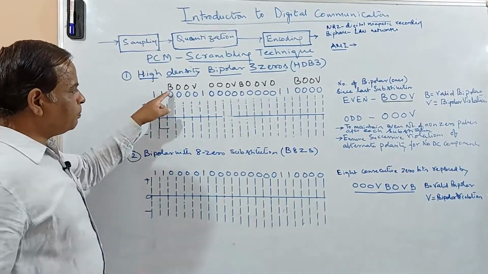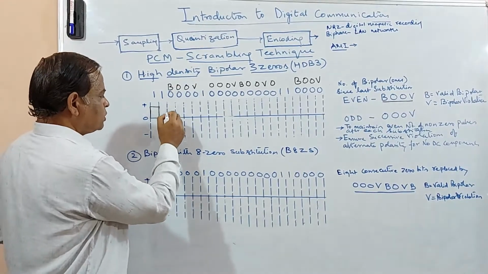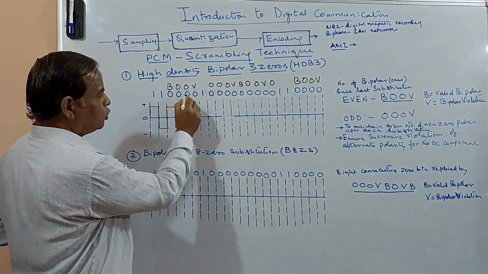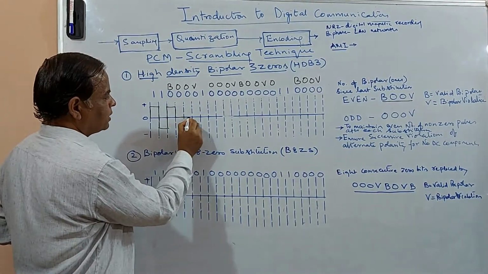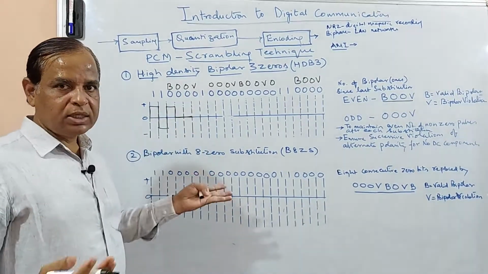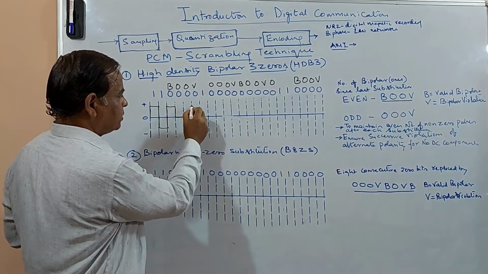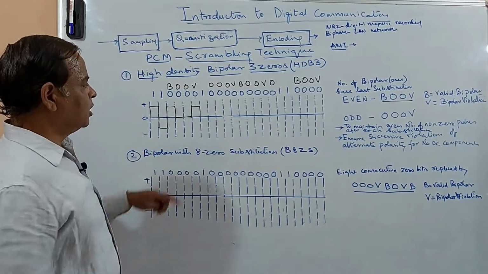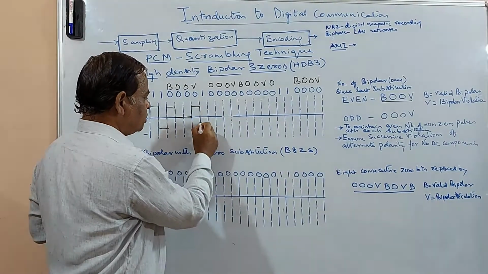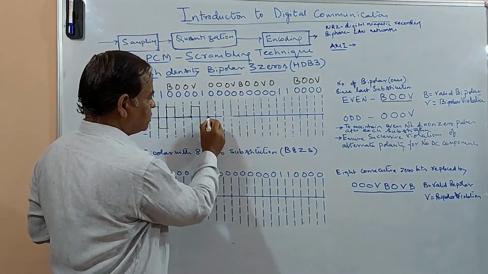Now what does B say? It has to follow the AMI rule. So what rule says that if it is negative, then this has to be positive. Fine. Now 2 zeros, no pulses. It continues up to here. Then V. V means violation. Violation means the same thing should repeat. It's done. Now again, 1. So AMI rule, so negative. Fine. Now what next? 3 zeros.